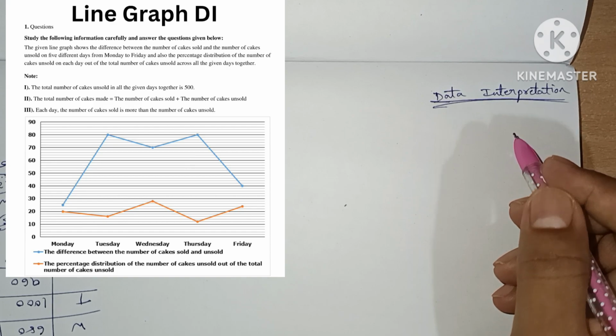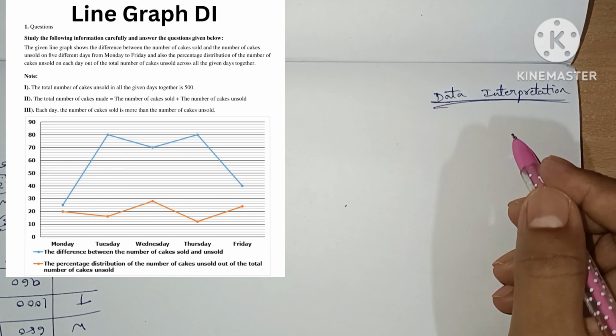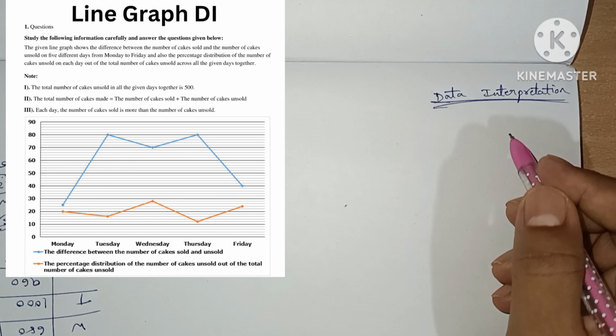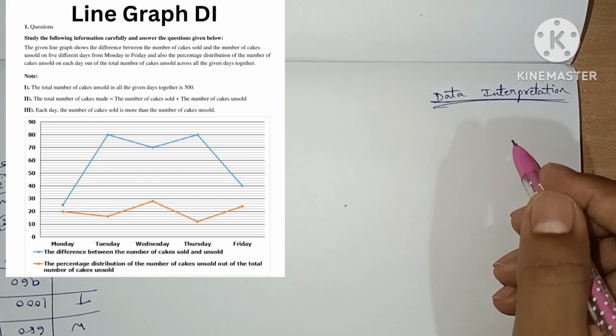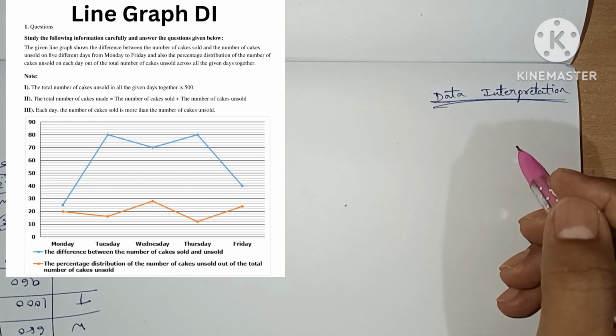The given line graph shows the difference between the number of cakes sold and the number of cakes unsold on 5 different days from Monday to Friday. And also the percentage distribution of the number of cakes unsold on each day out of the total number of cakes unsold across all the given days together. So this is the line graph details.